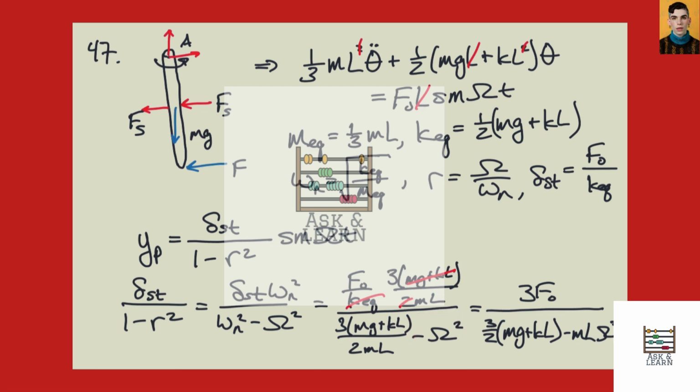And what I did, let's see here, this KEQ and this KEQ cancel out. And then we bring the ml down here, and it cancels with this, and then this multiplies times ml, and this is the expression we get. This is the amplitude. And we can check a few things, I suppose.